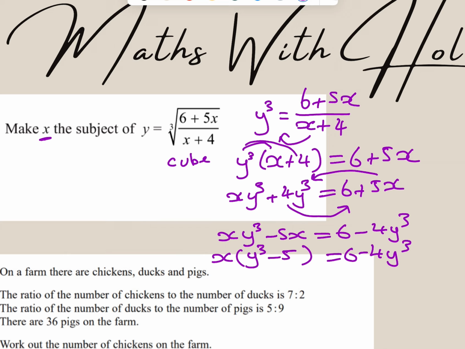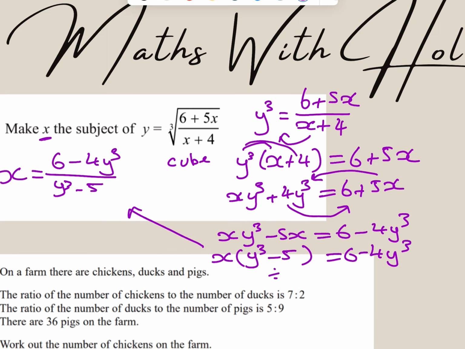And now I only have 1x that I need to make the subject. So the final step is I need to divide both sides by this bracket. And we will be left with x equals 6 minus 4y cubed all over y cubed minus 5. There's another answer you can get for this. It'll just basically be in the signs and a little bit moved around.